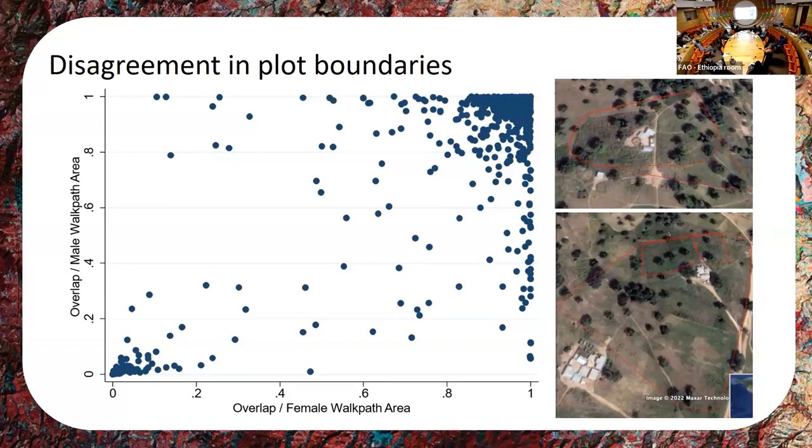They're a little bit hard to see, but the top one shows one plot boundary completely contained within another boundary, but the second boundary is larger. And the second one shows two small boundaries reported by one member of the couple, and the other member of the couple reports just one plot, but much, much bigger. So these are some examples of discrepancies. Obviously they don't always agree on boundaries, but from here on out, we're going to limit our sample to the top right corner, where there's over 90% overlap on both axes, and this just helps ensure that they're talking about the same plots.